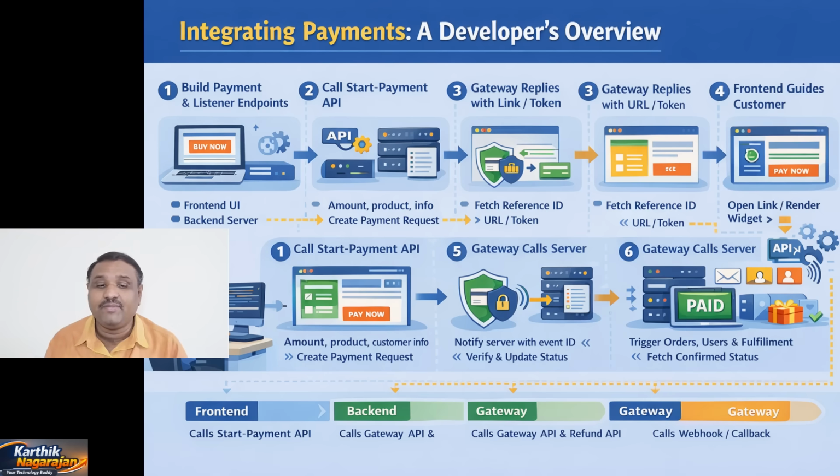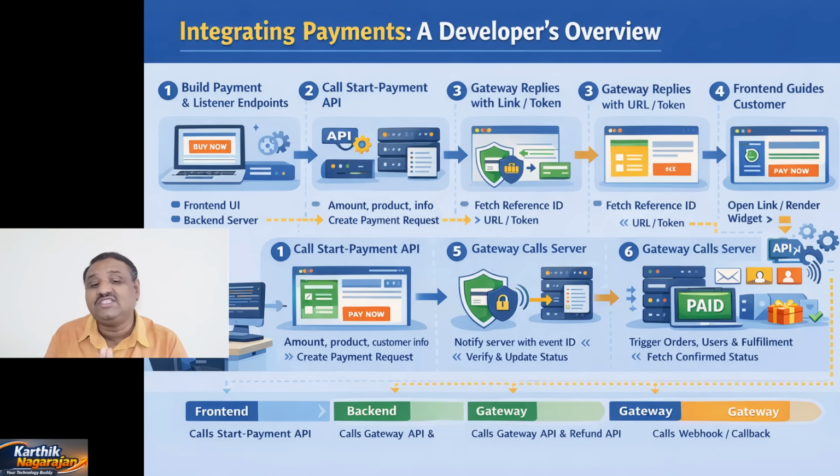Once the backend updates the payment as paid, the programmer triggers fulfillment, meaning update the user's access or confirm the order in the database, generate a receipt or invoice, and send a notification. The front end then shows success by reading the updated status from the backend.